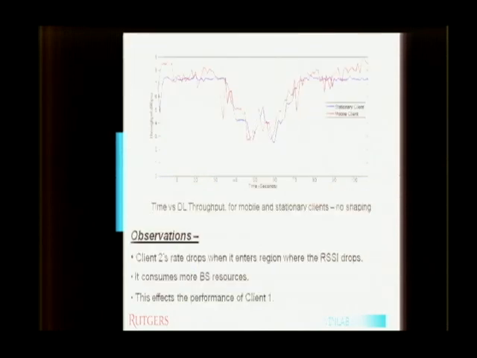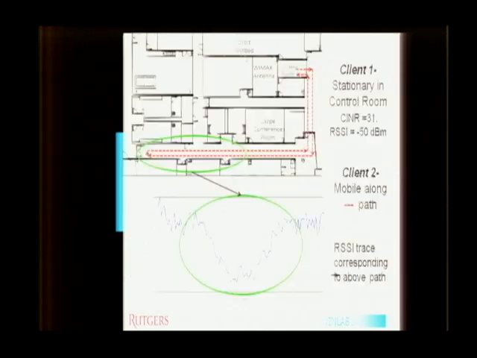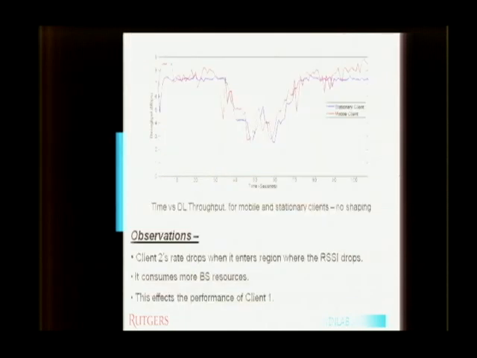So this is the time plot over the duration of the walk. The walk is this. It comprises going from the control room to the end of this corridor and coming back to the control room, and the duration of the walk is around 110 seconds.